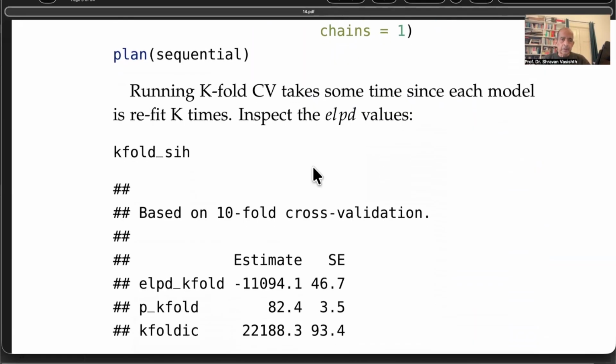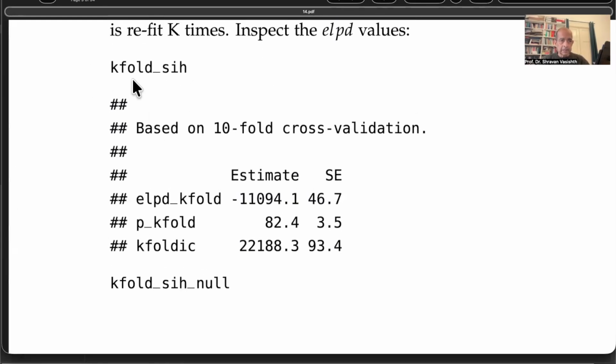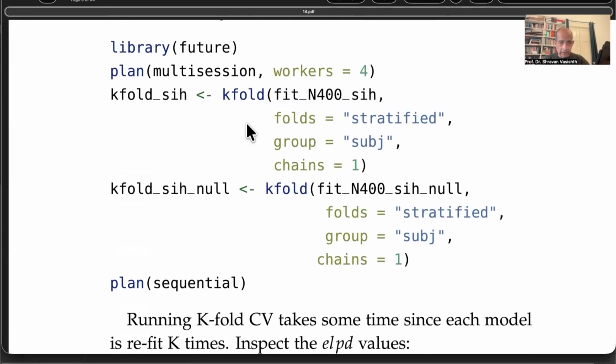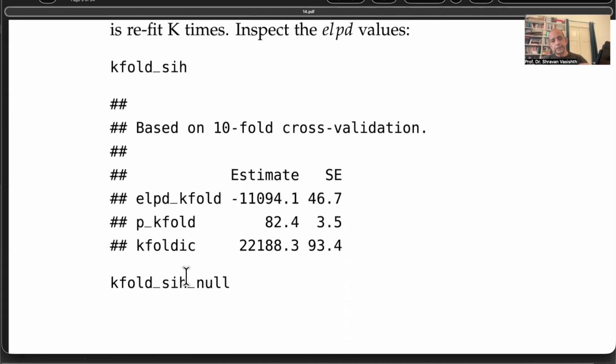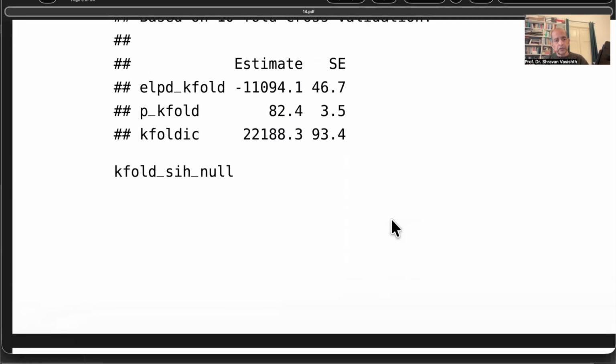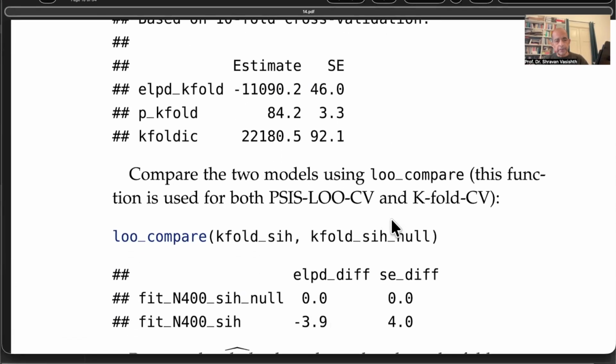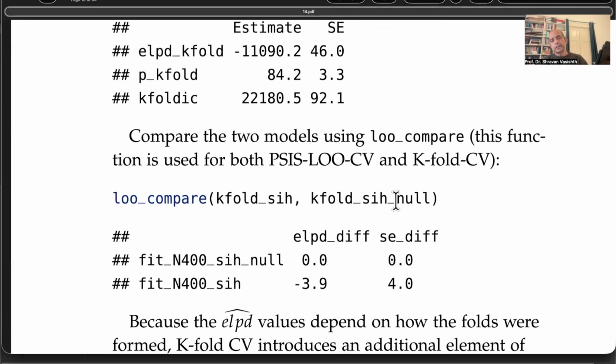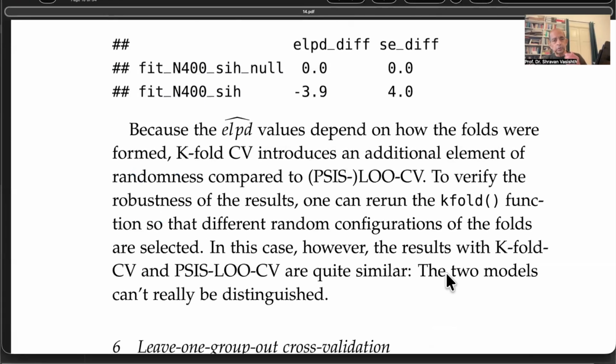Okay, so k-fold cross validation, as I said, will take time, but you can get the result by running it through k-fold. The k-fold function will give you the ELPDs and all that. So you can look at the ELPD value and the standard error of the ELPD for the full and the null model, and then just use LOO compare just like always for comparing the two models, like expected log pointwise density. And here we can see that we don't have any evidence for any important difference between the two models, right?